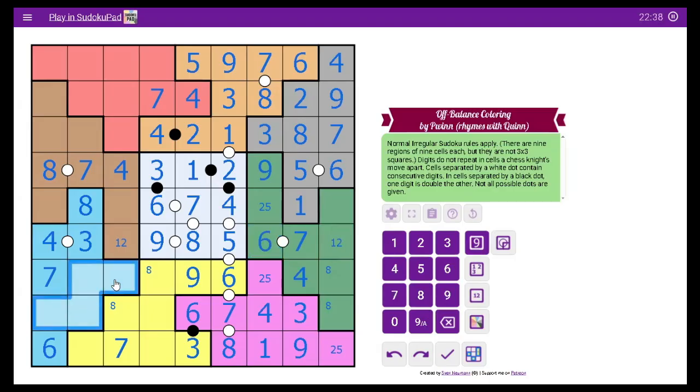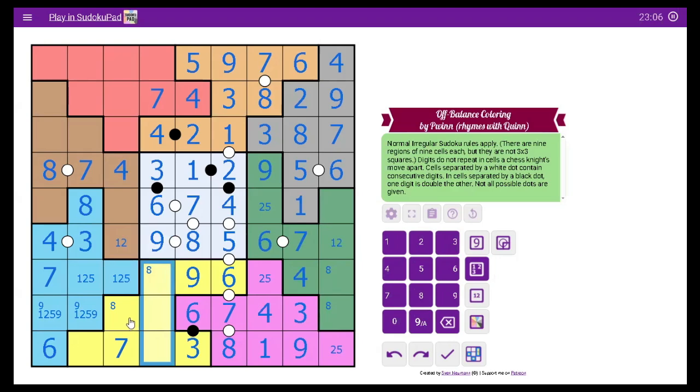I might as well just do these. These are 1, 2, 5, and 9. Those two are not 9. So there is a 9 in one of two positions, clearly. Okay, 4. So the 4 in this yellow region can't go there or here, so the 4 is definitely there. This now is a 2 or a 5.